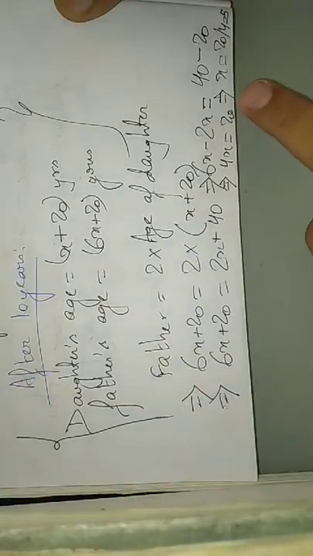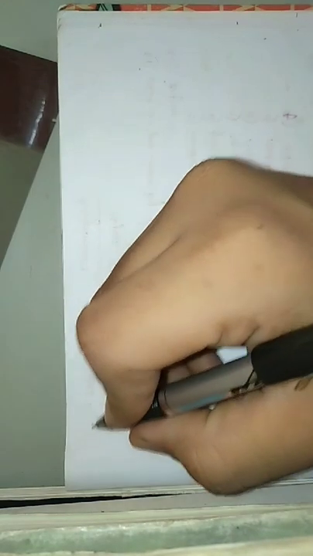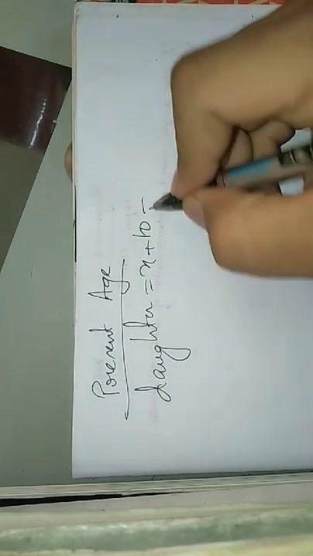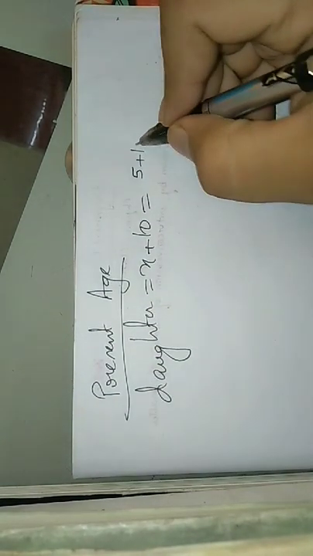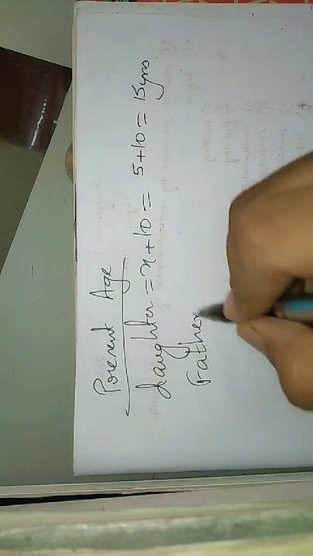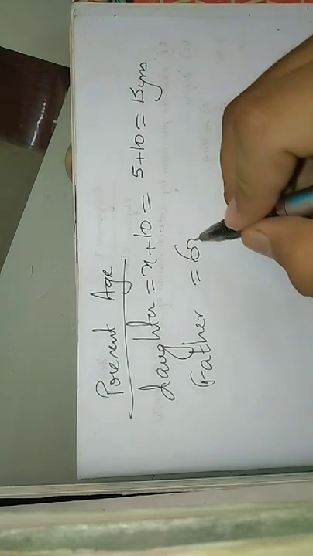So since we got x equal to 5, present age, as I explained to you, daughter: x plus 10 means 5 plus 10 is equal to 15 years. And father is equal to 6x plus 10.